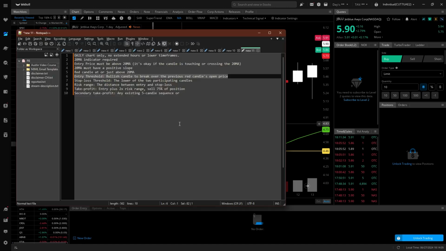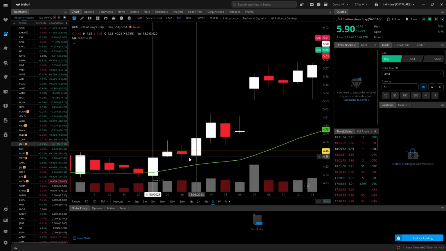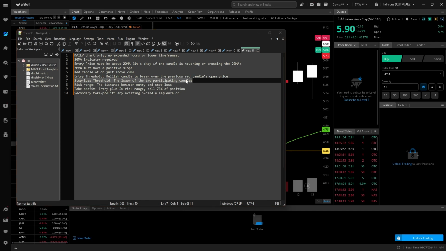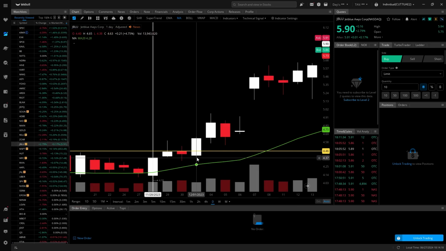And the next step is going to be to identify where our stop loss would go. And that is, again, something you can do before you enter the trade, is you can look and see where your stop loss would be. So in this case, the stop loss is going to be the lower of the two participating candles. So in this case, this is a candle and this is a candle.